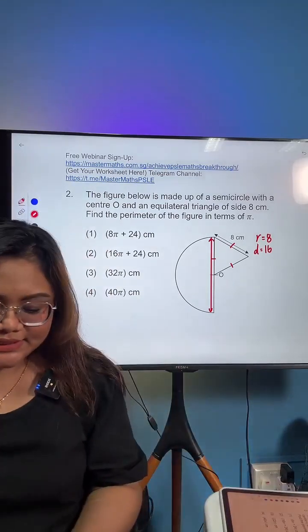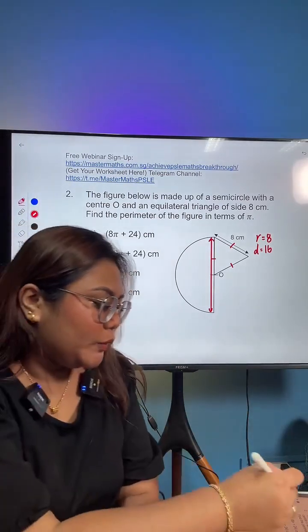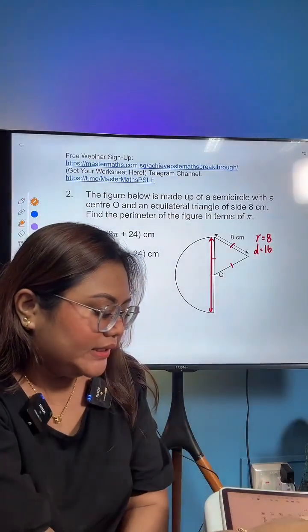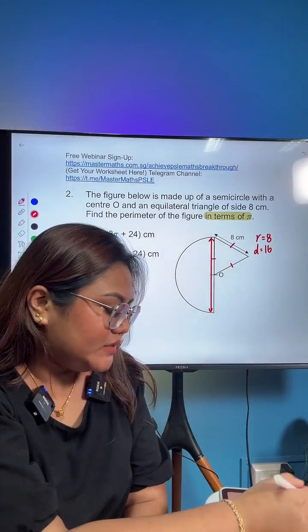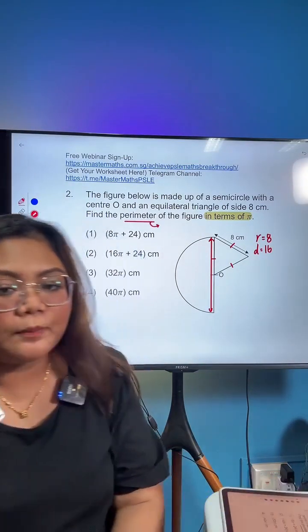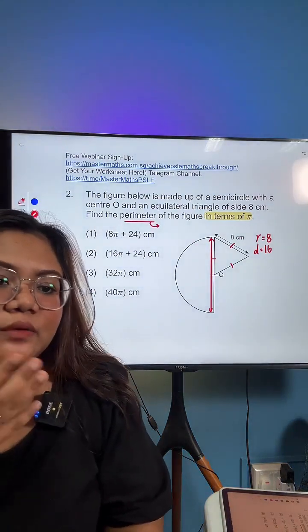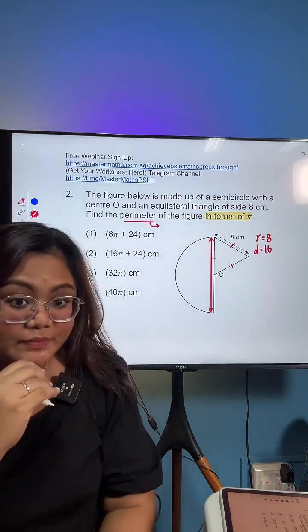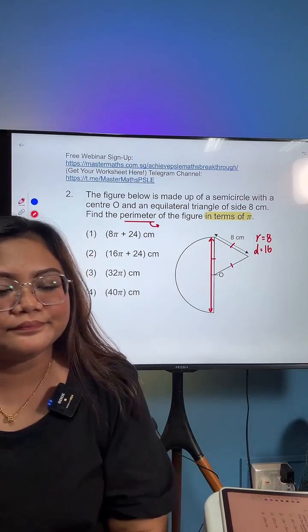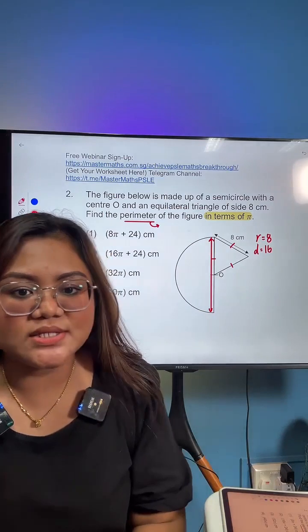All right. So, if the diameter is 16 and the radius is 8, we want to find the perimeter of the figure in terms of pi. Now, guys, can you tell me, for perimeter, are we using pi r square formula or pi d formula? What do you think? Pi r square or pi d, which one is it?